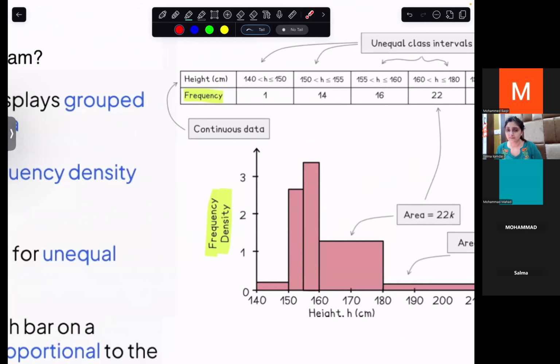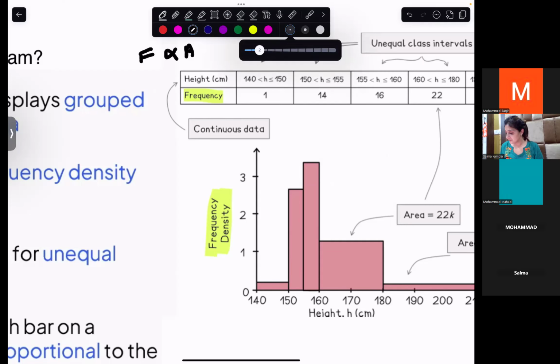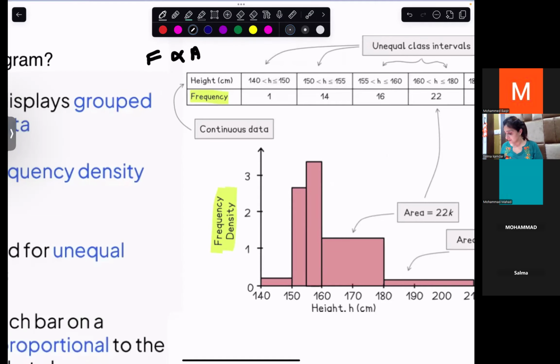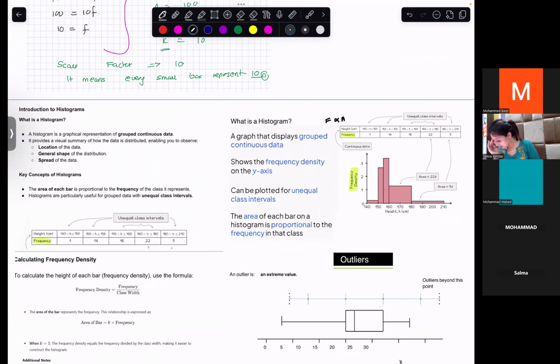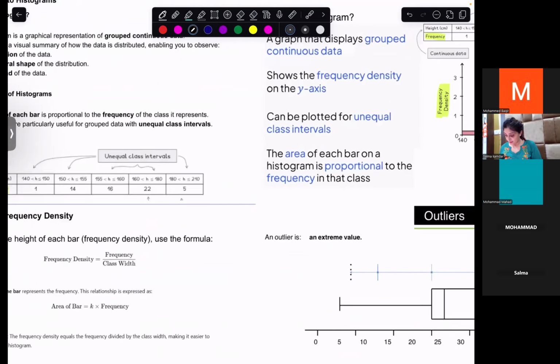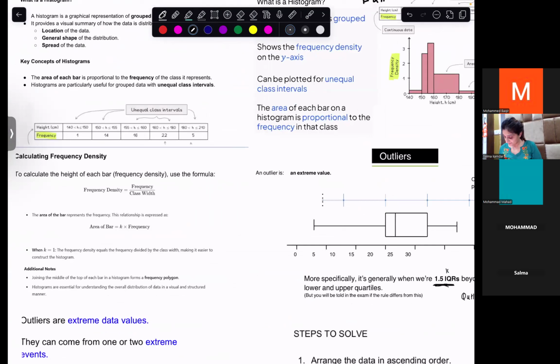Frequency is basically the area. Frequency is proportional to the area. Okay. So we do not directly record the frequency, instead we record the frequency density. How do you get frequency density? Frequency density is equal to frequency divided by class width. Okay, fine. Go ahead.